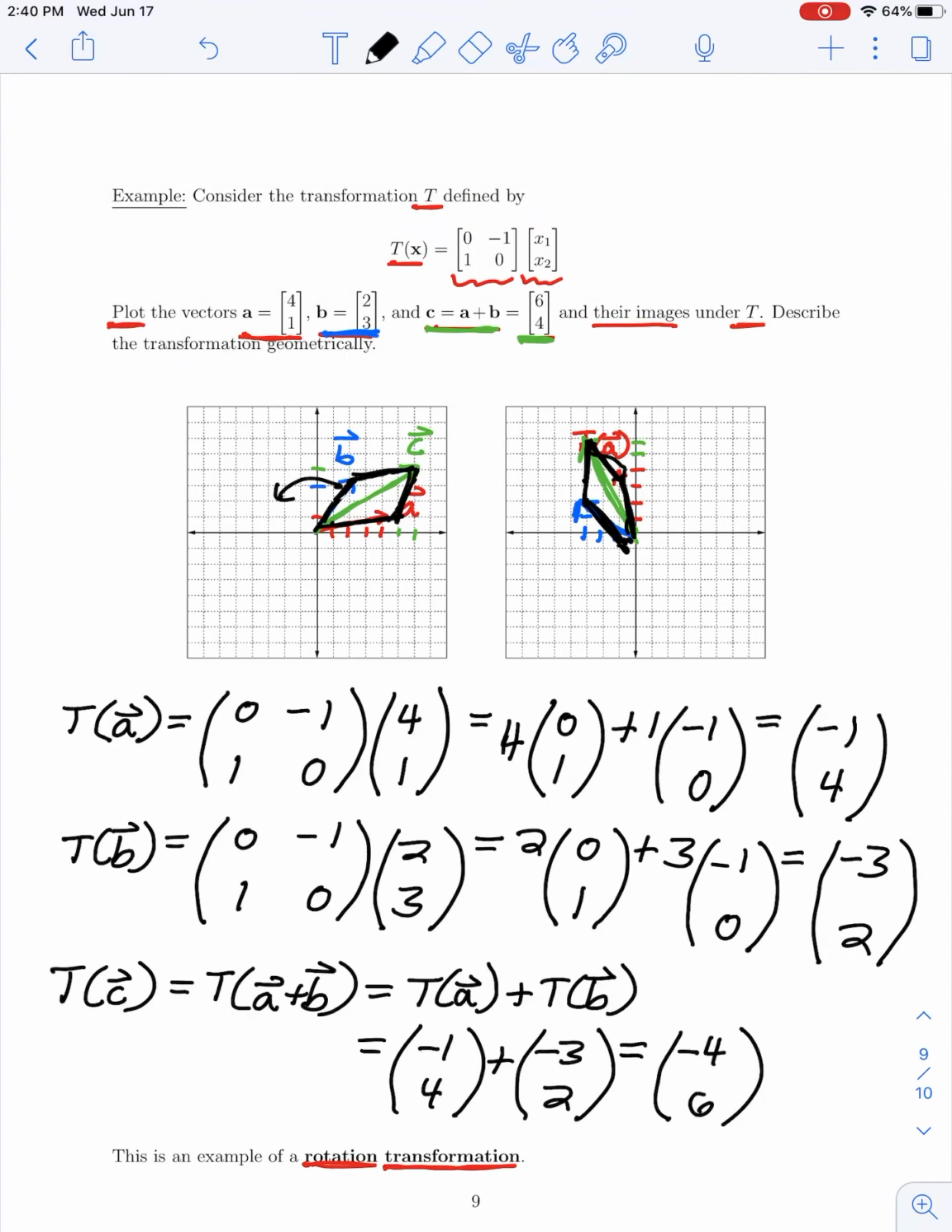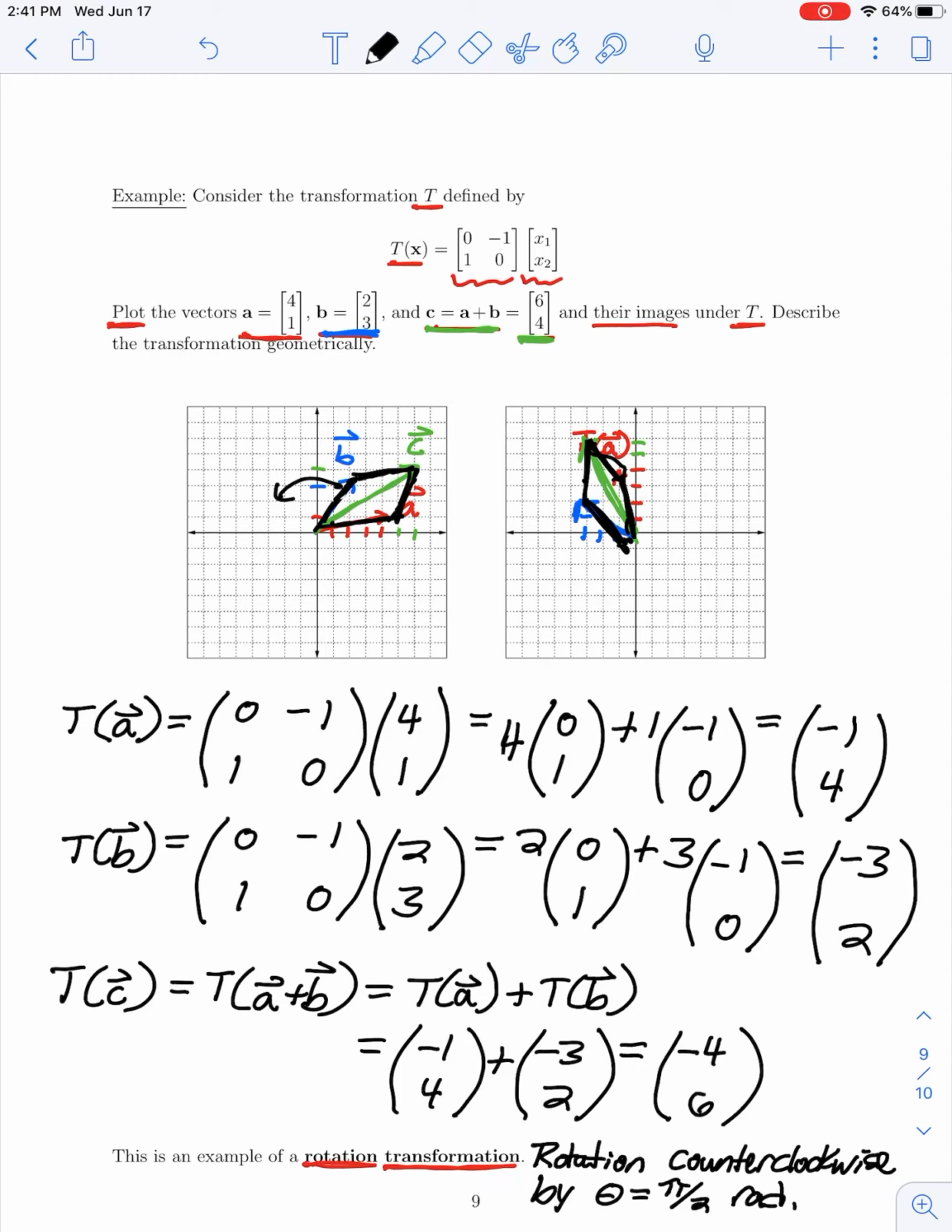And here we have a rotation. It's not as obvious from the picture. This is describing a rotation counterclockwise by an angle, I'm going to call it theta, of pi over 2 radians.